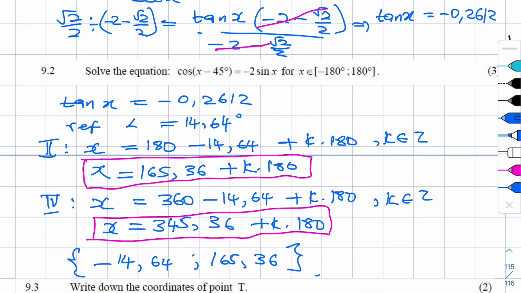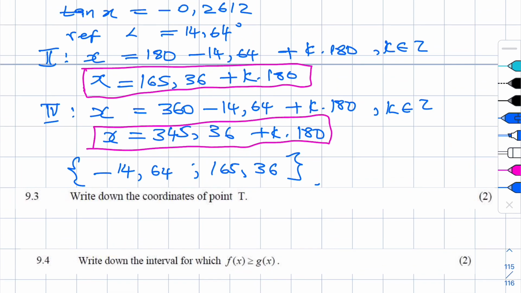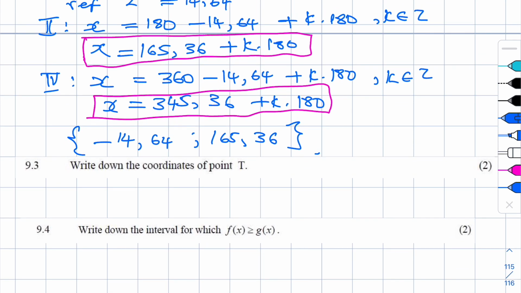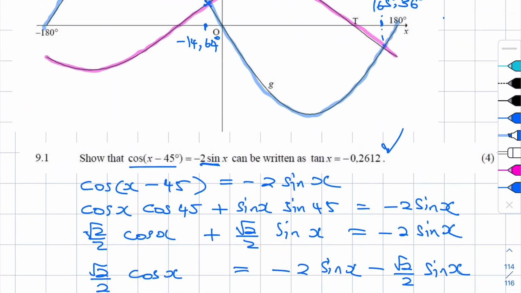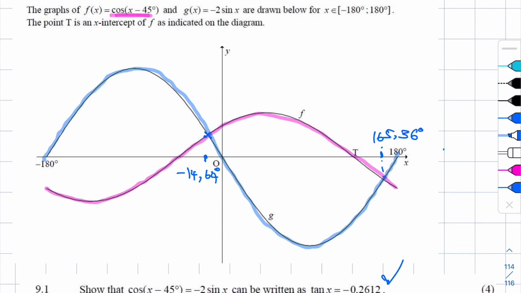Okay, we move on to the next question. The question is, write down the coordinates of point T. So what you're going to do here, T, you can see that this is the x-intercept of the graph of f.